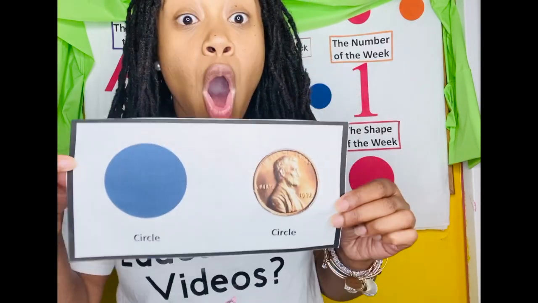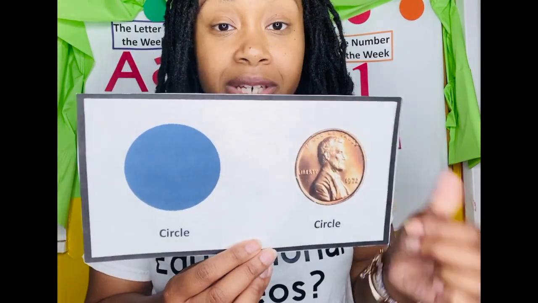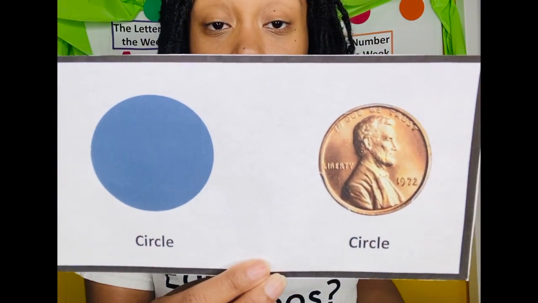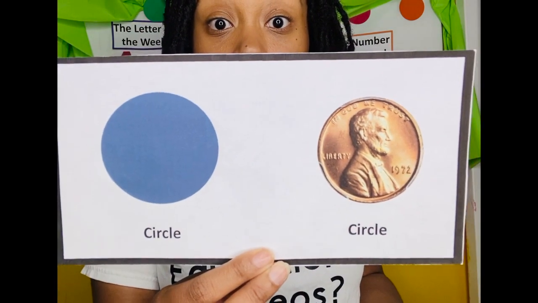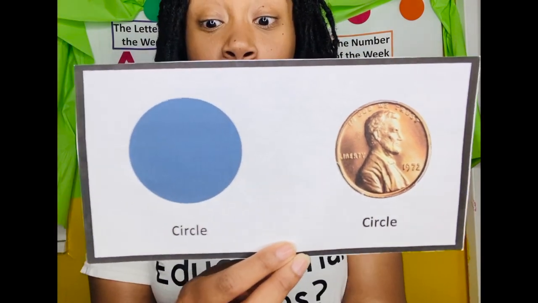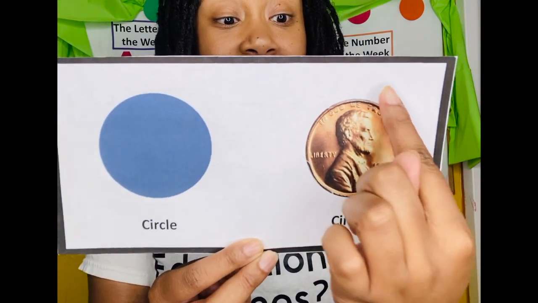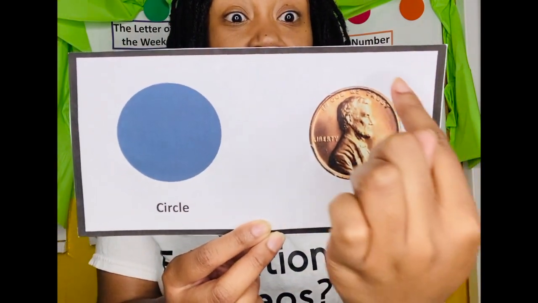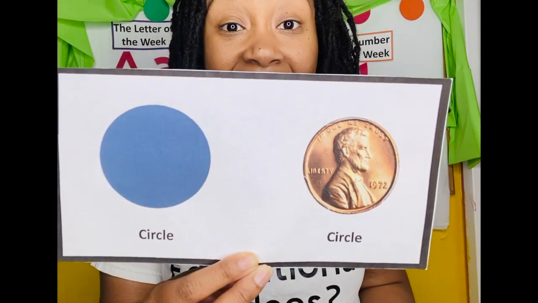Great job. Now let's look at some pictures to identify the circle. Okay, friends, I have some circle-shaped objects. What do you see? What is shaped like a circle? A penny is shaped like a circle. A penny goes round and round and round, just like a circle.